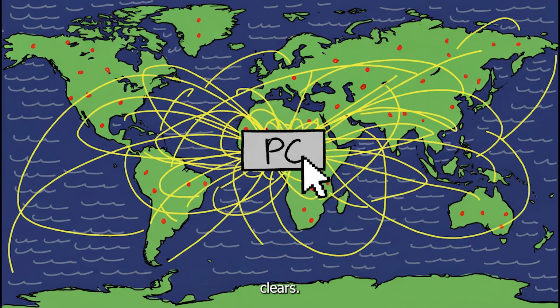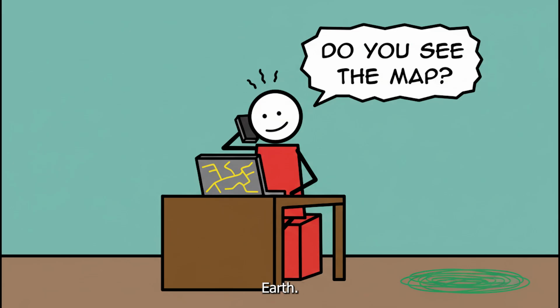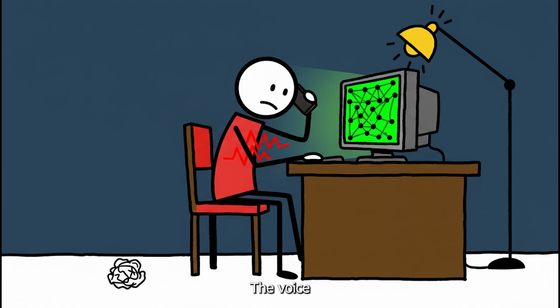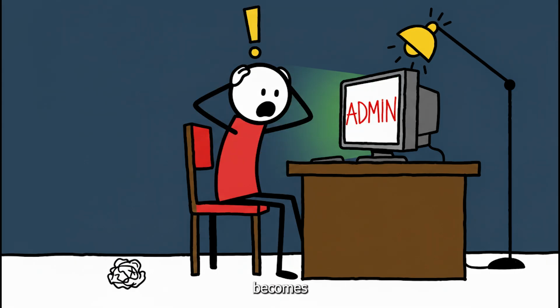The terminal window clears. Every line of code disappears, replaced by a simple map of the world. Tiny dots begin lighting up across continents, cities, data centers, satellites, undersea cables, every major internet hub on Earth, all connected, all responding to one node, your computer. The voice on the phone speaks again. "Do you see the map?" You nod instinctively before realizing he can't see you. "Yes." His tone becomes sharper.